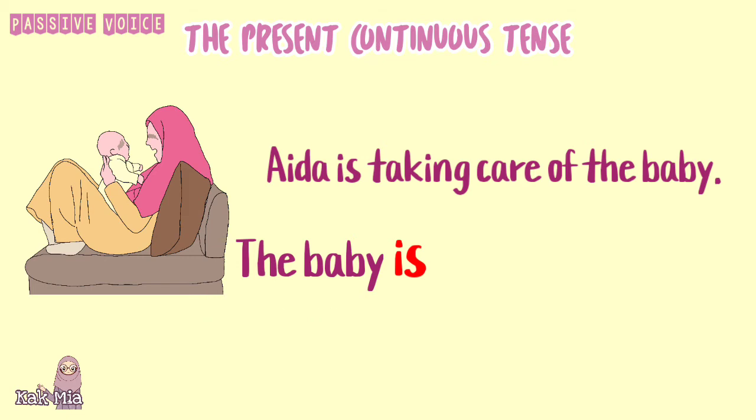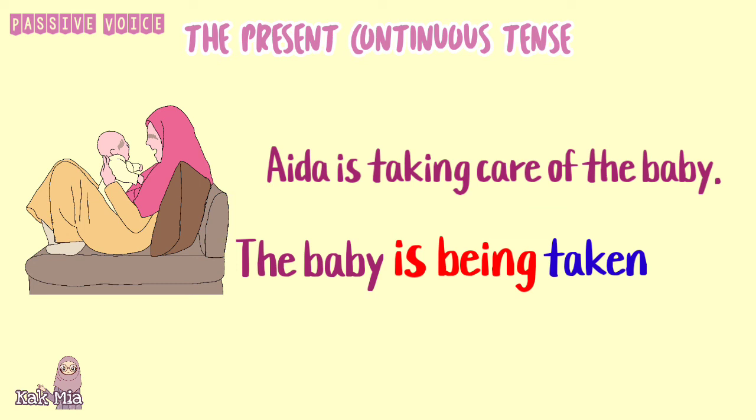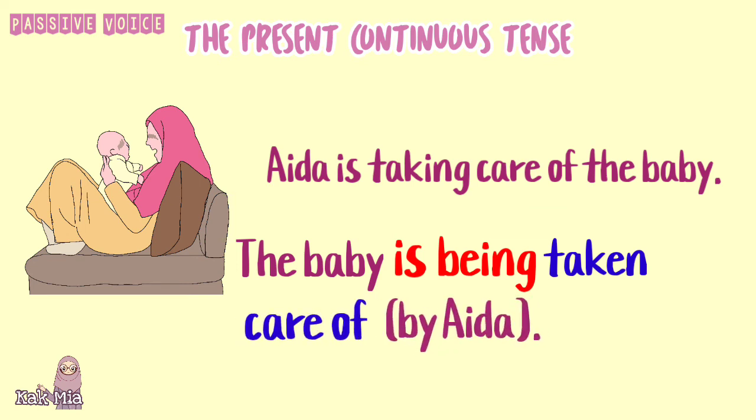After that, write down being. Next, write down the past participle of the verb take. It is taken. And since the verb used here is a phrasal verb, taking care of, we still have to write down care of here. Eventually, you may add by Ida.